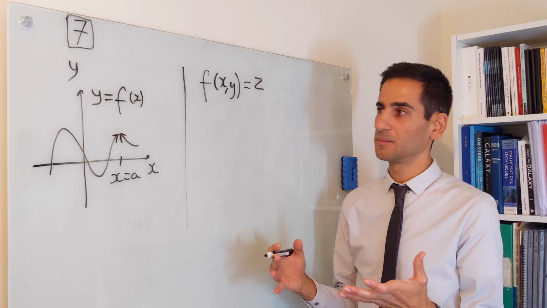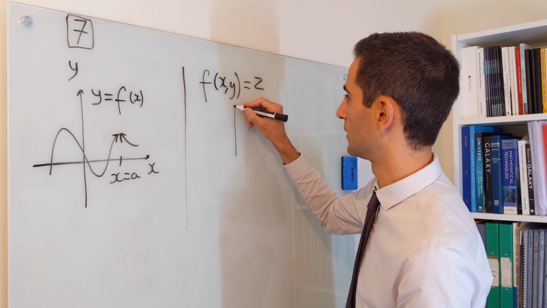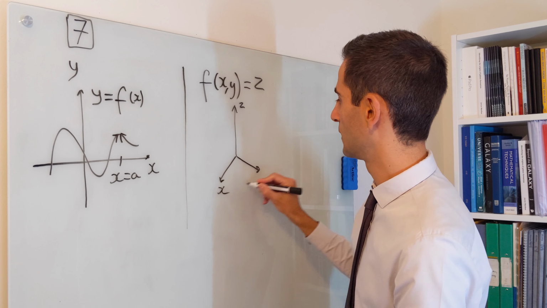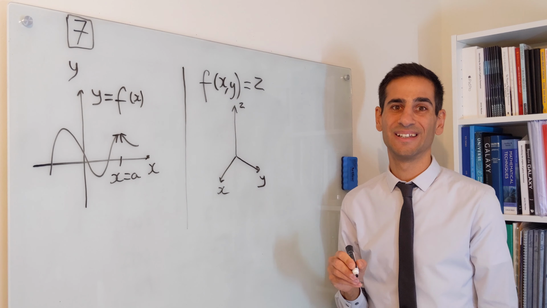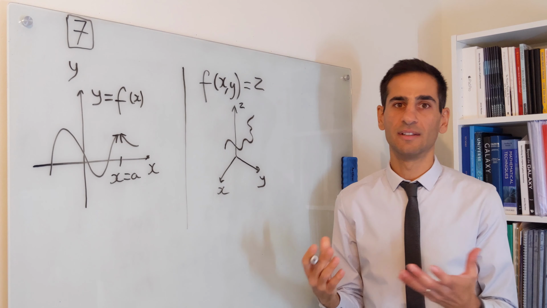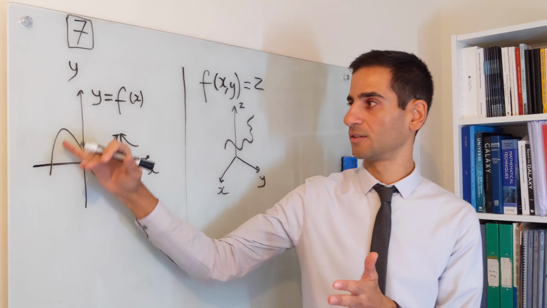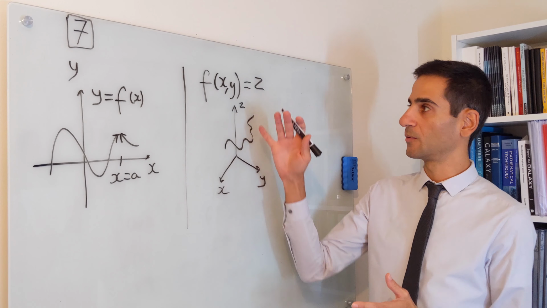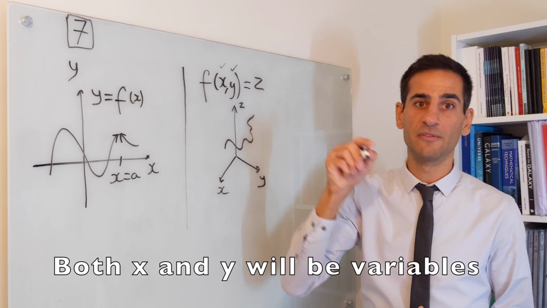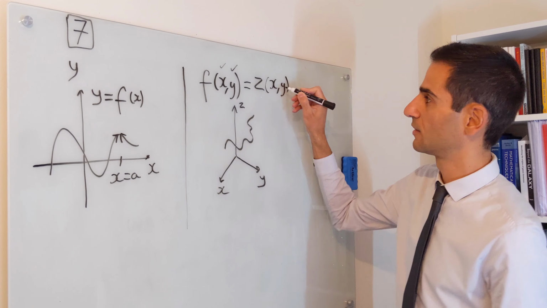To visualize them, we can't just have two axes, but we actually need three. We need, on top of an x and y, also a z. And it means that whatever function we'll be drawing, they will typically be surfaces and not just curves. It also means that when we talk about these functions, both x and y will be variables, and z will now be the function of x and y.